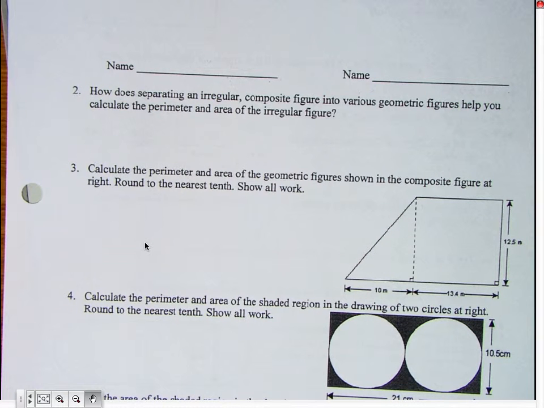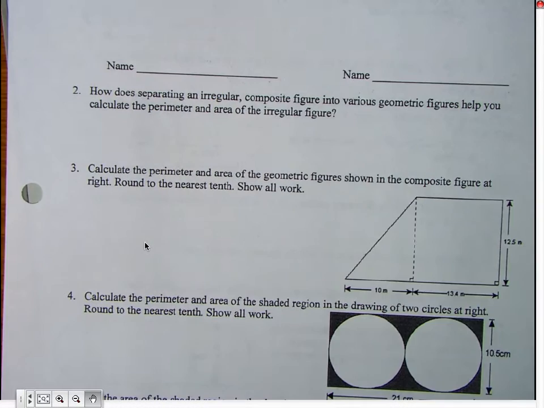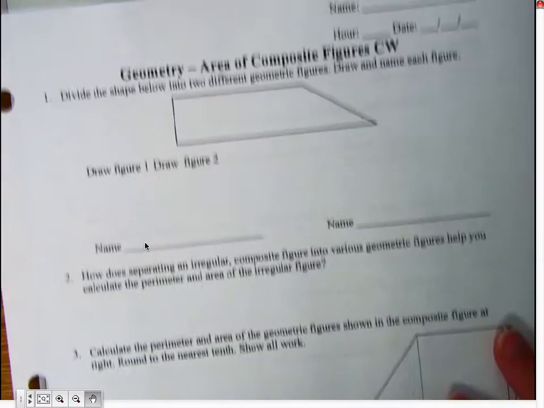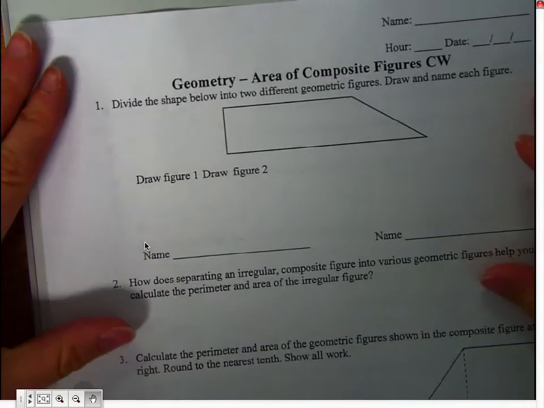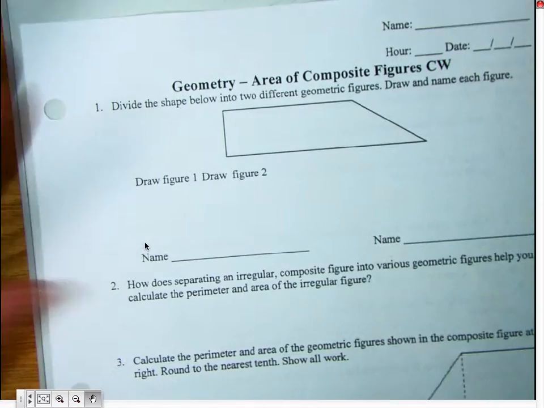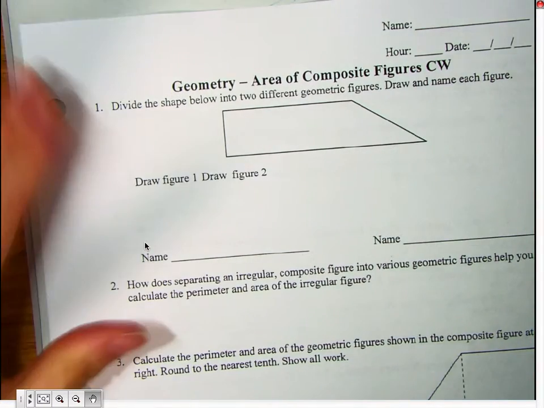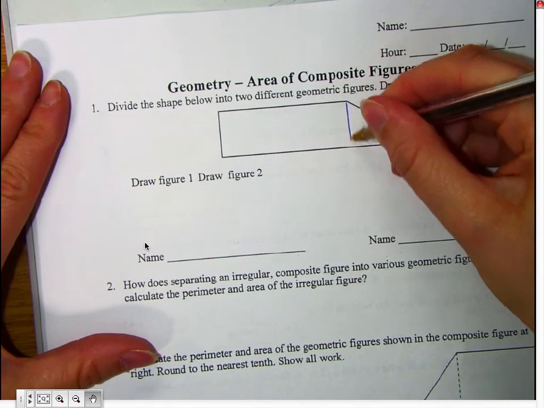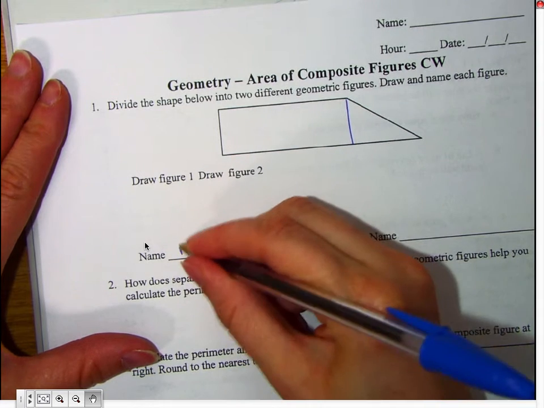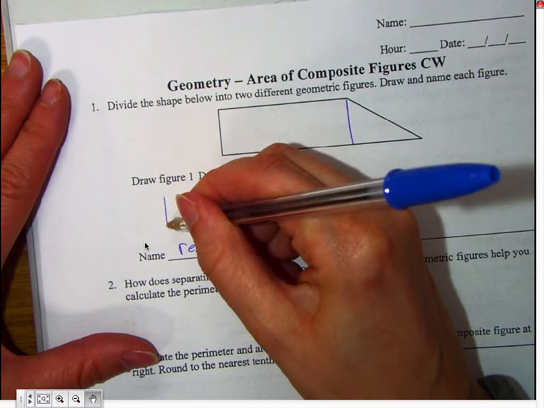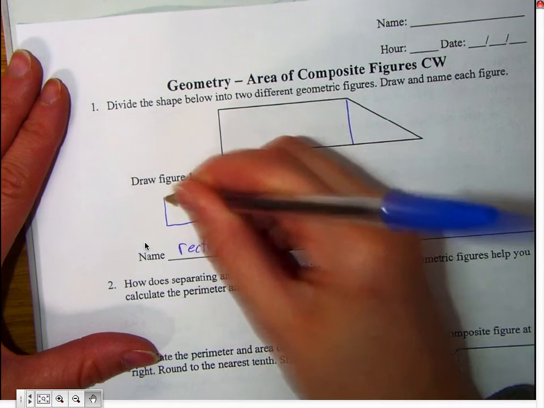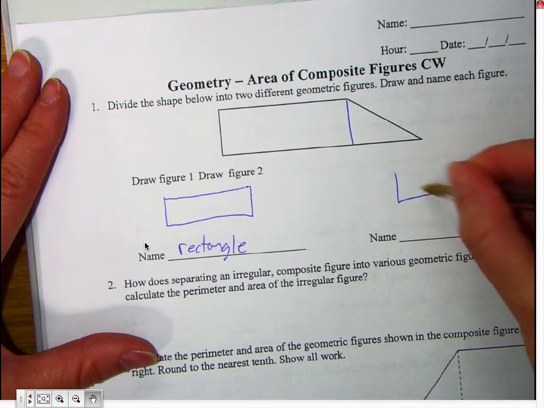Okay, so we have to divide a bigger shape into smaller ones. So if we look at number 1, we're going to divide the shape into 2 different shapes. Okay? So I would cut it right here and create a rectangle, which we're going to draw, and a right triangle.